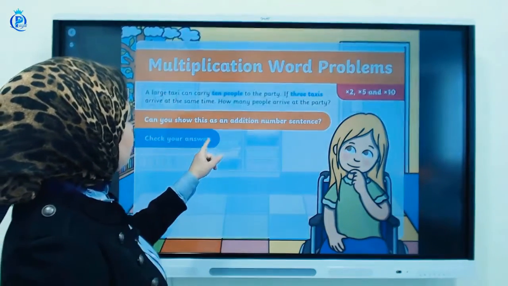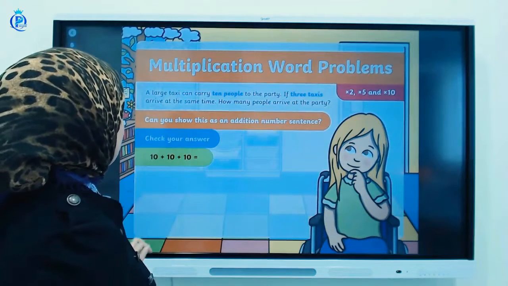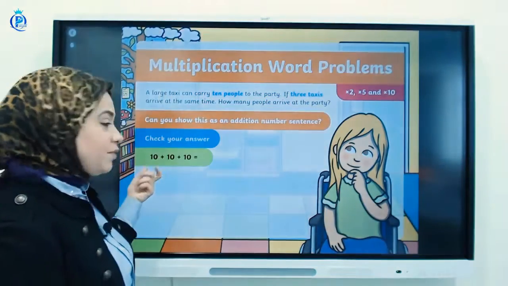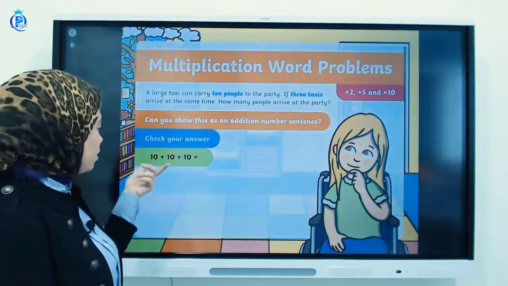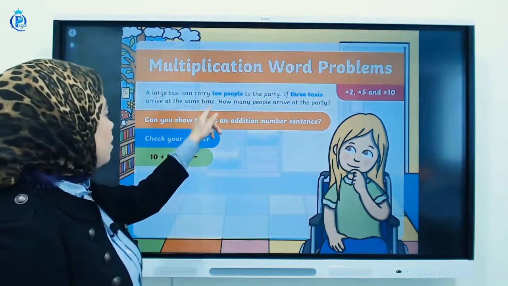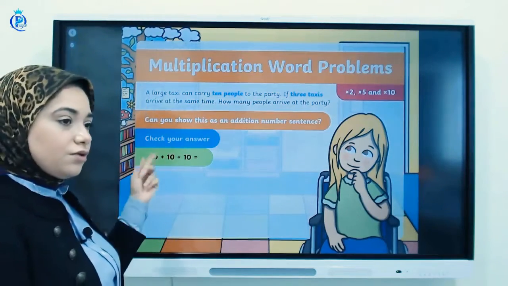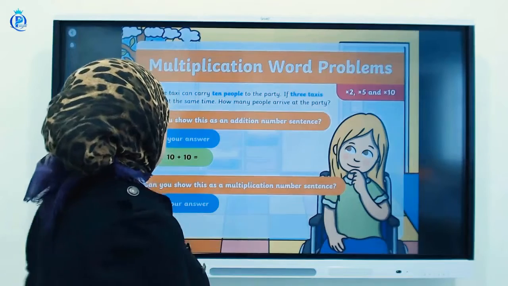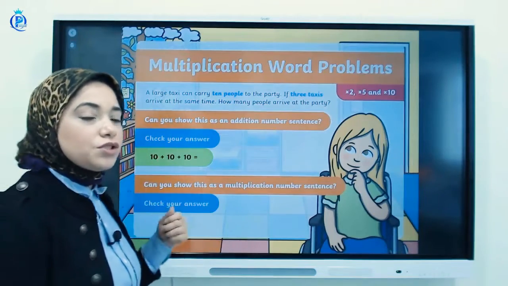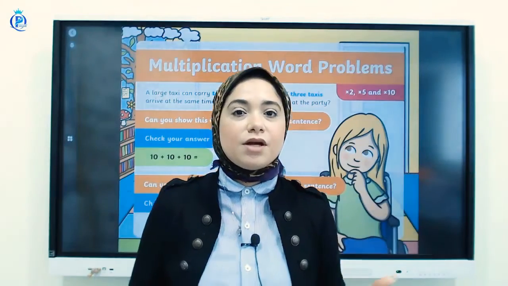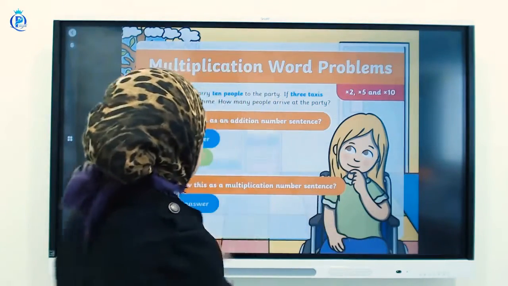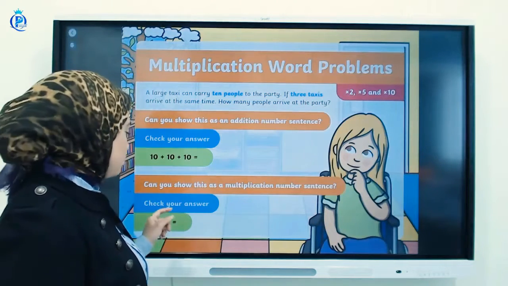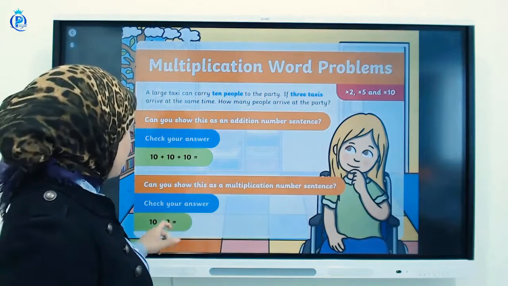Can you show this as an addition number sentence? I can say 10 plus 10 plus 10 because I have 3 taxis, so I will repeat 10 3 times. 10 people, and I'm repeating 10 3 times. Can you show this as a multiplication number sentence? How can I convert repeated addition to multiplication? I can say 10 times 3. 10 times 3.